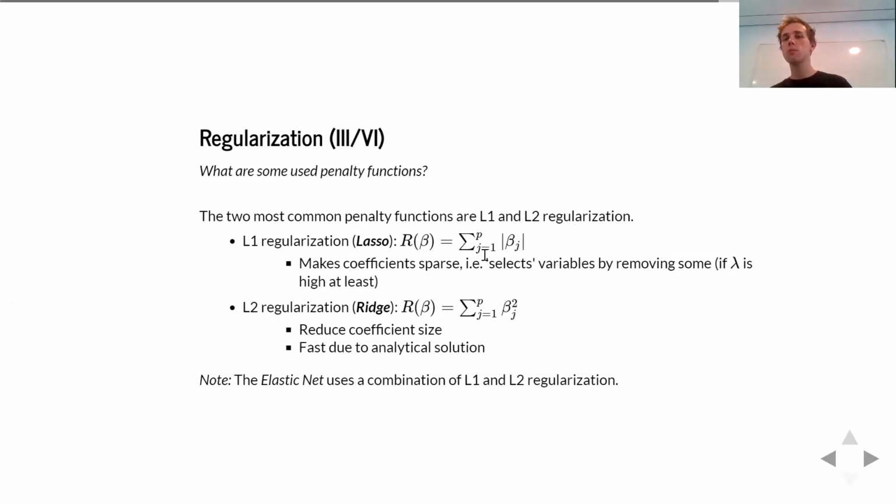What can be shown in practice is that this makes our vector of estimated coefficients sparse, as it selects variables by removing some. So at least if lambda is high enough, what it will do in practice in many cases is simply set some of our coefficients to an exact zero.